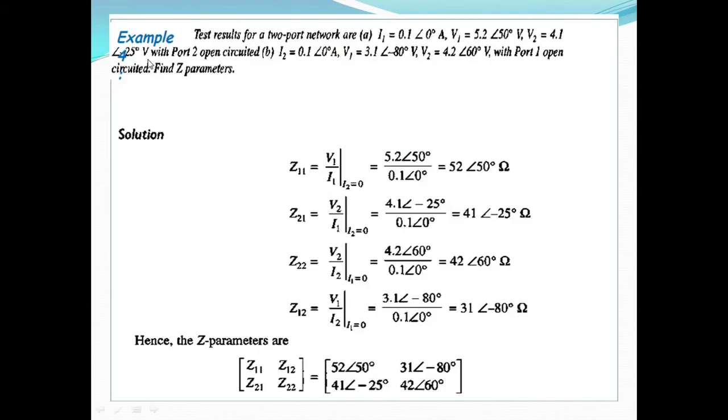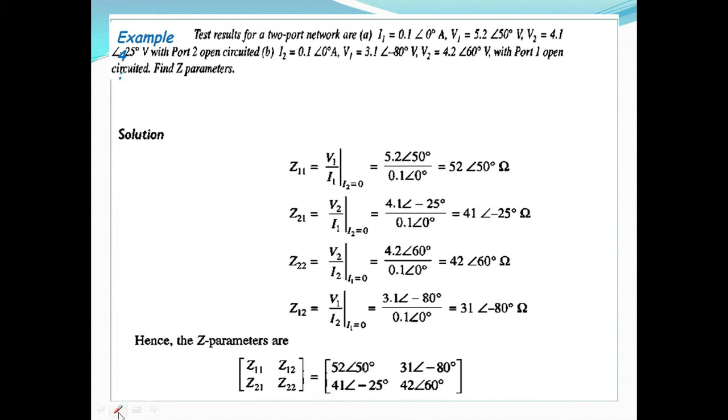So today we see the example. The test results for a two-port network are: I1 equal to 0.1 at an angle of 0 degree ampere, V1 equal to 5.2 at an angle of 50 degree volt, V2 equal to 4.1 at an angle of 25 degree volt. With port 2 open circuited, I2 equal to 0.1 at an angle of 0 degree, V1 equal to 3.1 at an angle of 80 degree volt, V2 equal to 4.2 at an angle of 60 degree volt, with port 1 open circuited. So find the Z parameter.